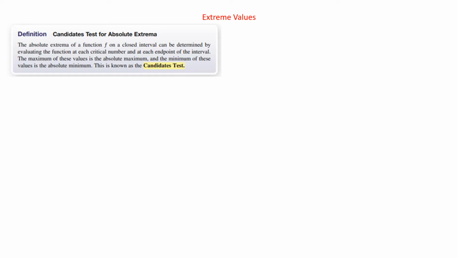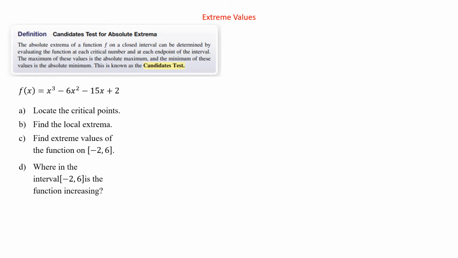So if we look at a function, we're going to find a few different things. We're going to find the critical points, the local extrema, the extreme values of the function on -2 to 6. So that's going to get us that domain restriction. And then we're also going to see where it's increasing and decreasing, because we don't actually have to find the values to see if it's going to be a maximum or minimum point. We're going to see that here in just a second.